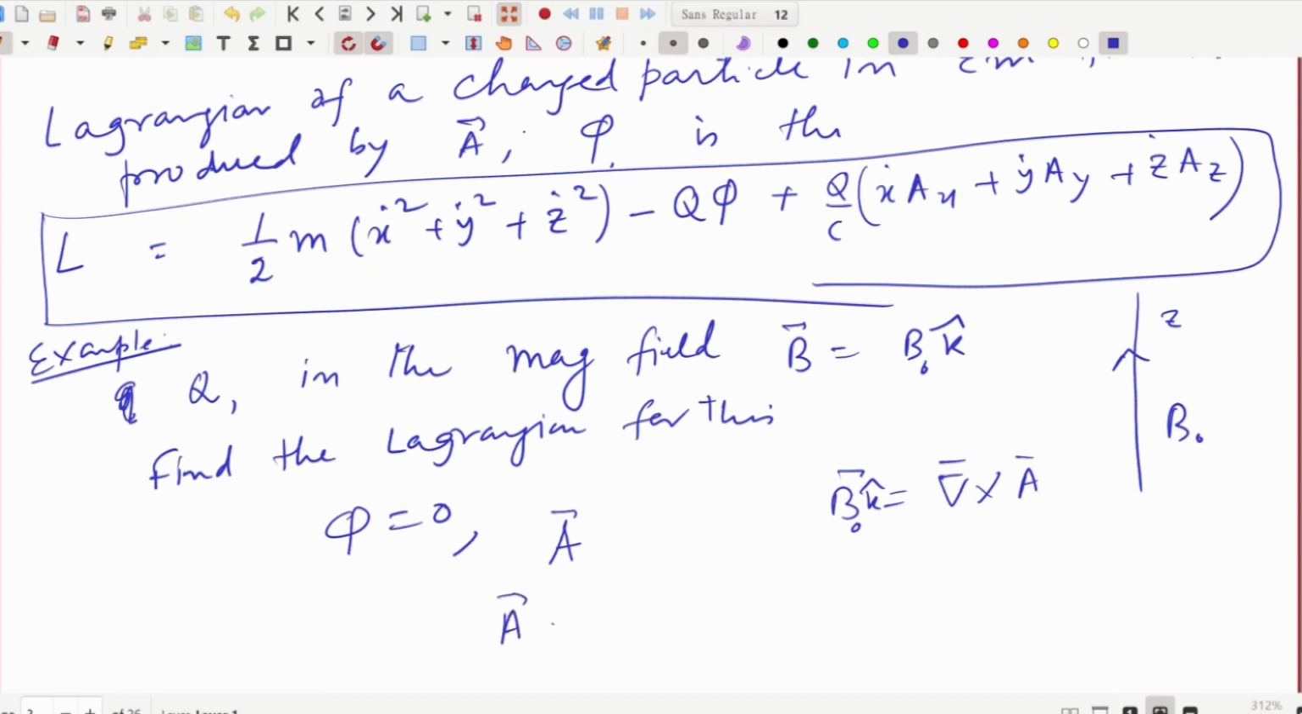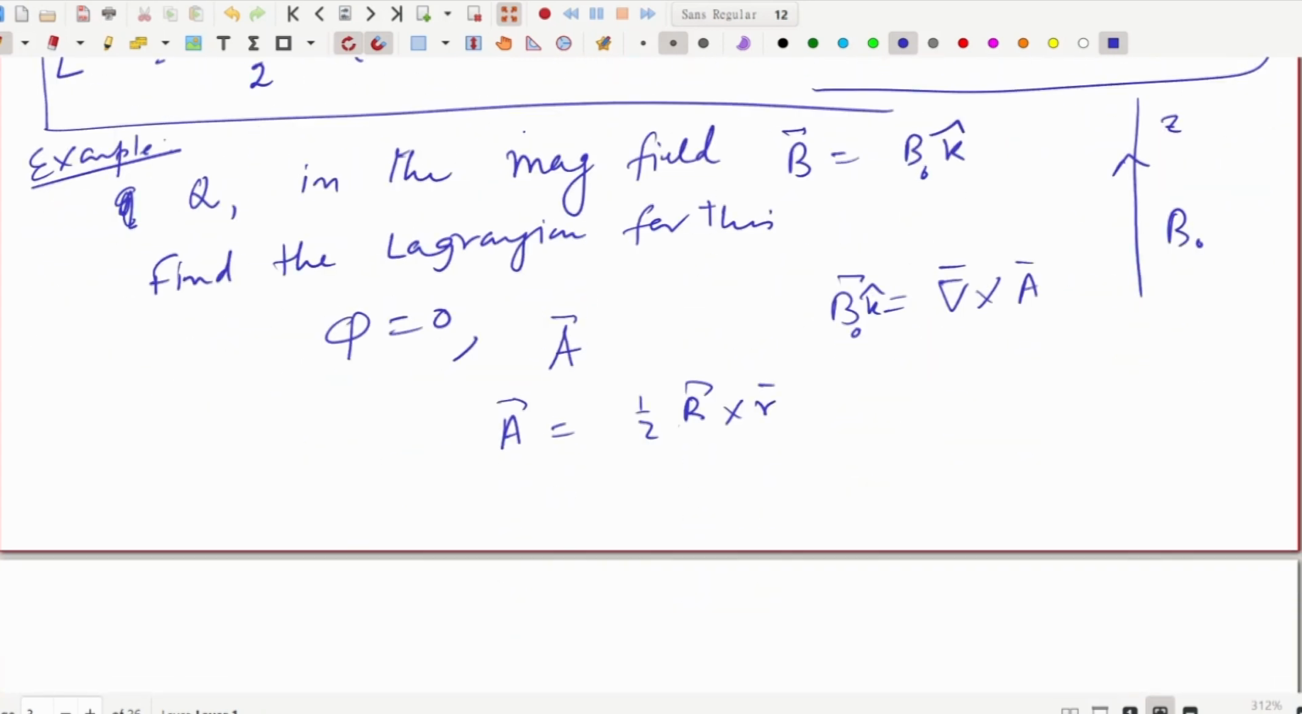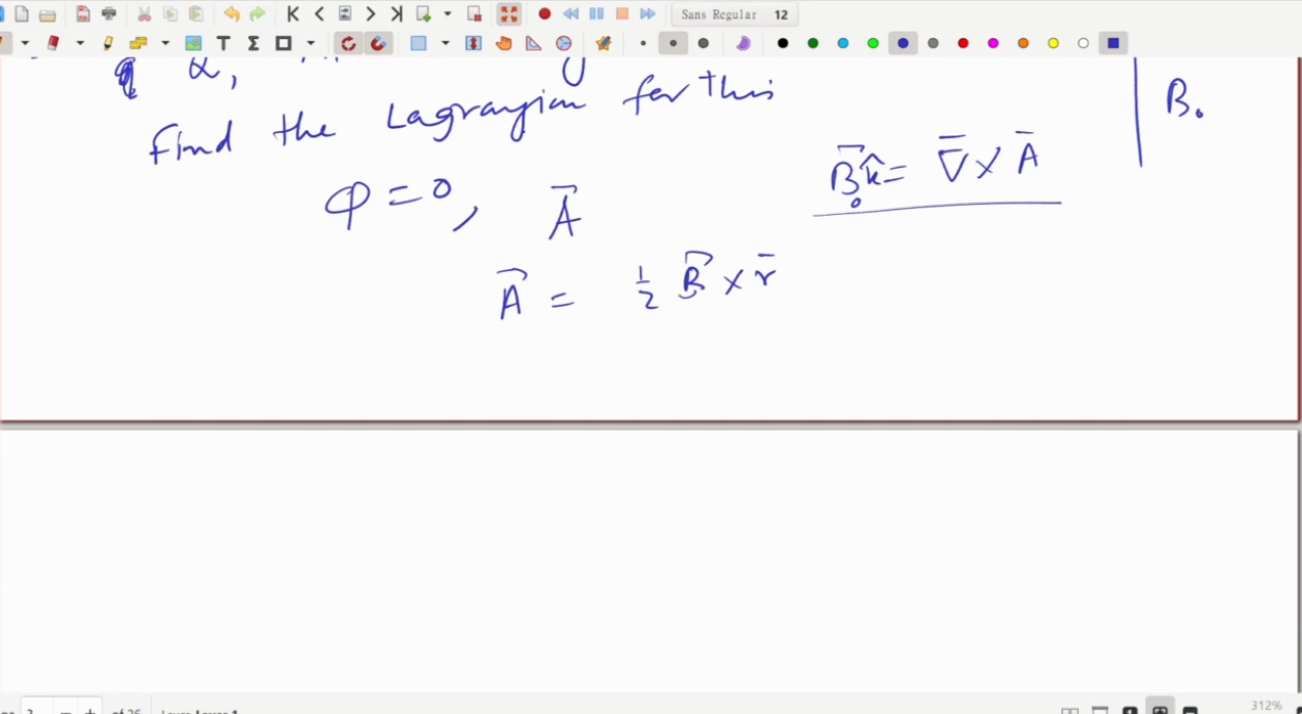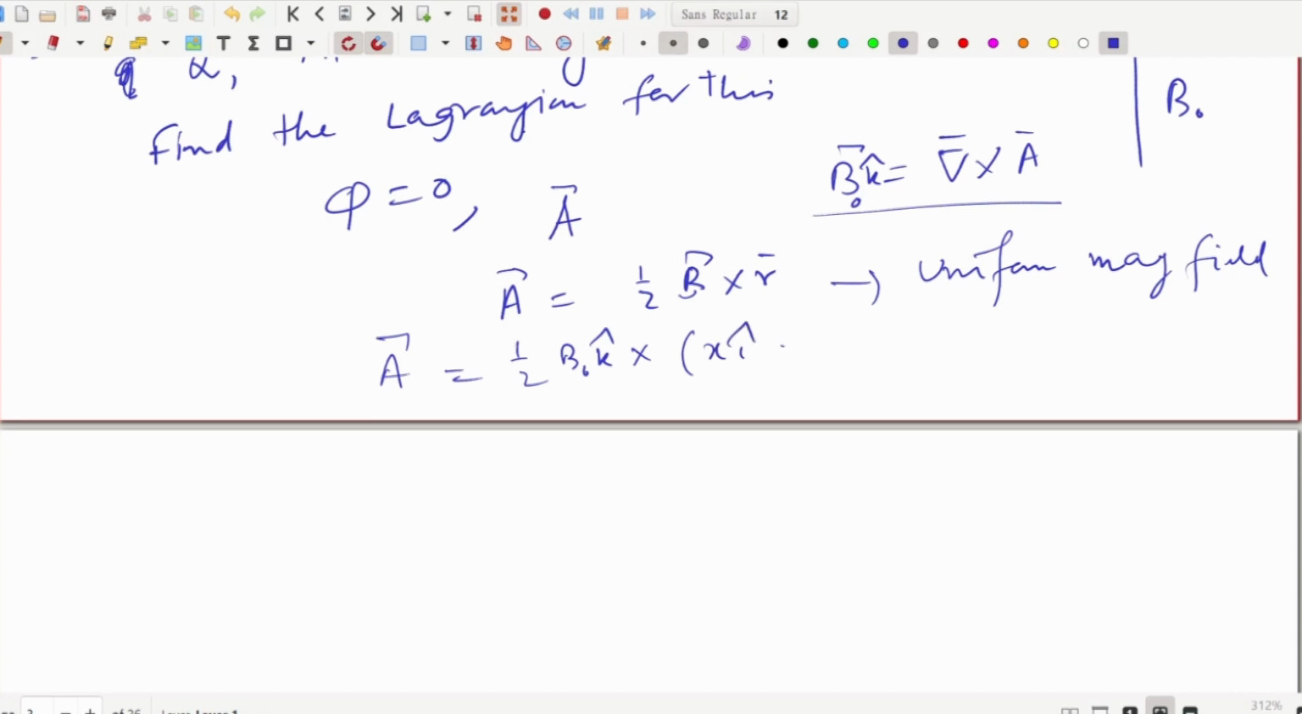For a uniform magnetic field, A can be obtained as half B cross R, where R is the position vector. Using this formula you can very easily find it, otherwise you have to solve this equation to find A. One can prove that this is true for uniform magnetic field. So A equal to half B cross R, where B is B0 k and R is xi plus yj plus zk.